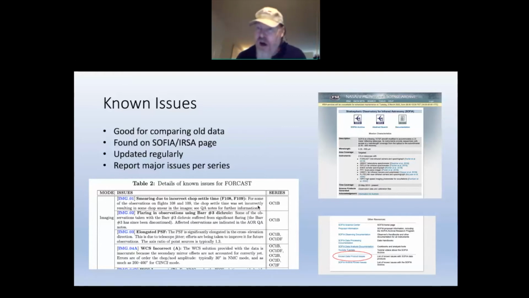Occasionally there's a one-off like OC6J, which had a problem with the window distorted heavily. These are updated pretty regularly right after a series is finished and reports major issues. So like I said, OC1B, we had some smearing because the chop settle was wrong and such. So you can just look at this sheet and know of overall major issues affecting a cycle. And this is especially good for looking at old data and comparing.